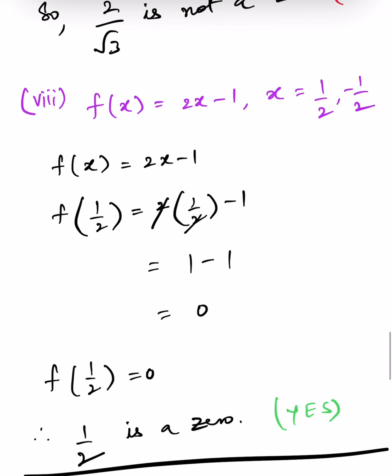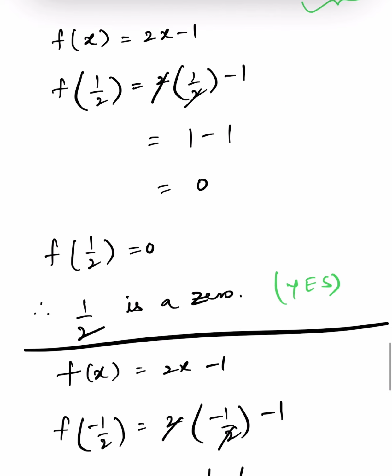8th bit, f of x equal to 2x minus 1, x equal to 1 by 2, comma x equal to minus 1 by 2. So again they have given two values. We have to calculate separately the values for 1 by 2 and minus 1 by 2. So f of x equal to 2x minus 1, f of 1 by 2 equal to 2 into 1 by 2 minus 1. So 1 minus 1 equal to 0. So as f of 1 by 2 is 0, 1 by 2 is a 0 of the polynomial. So it is a yes.